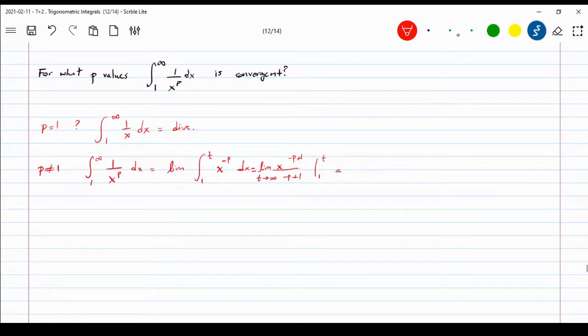Okay, so I'm going to rewrite it, t approaching infinity. So you'd have 1 over 1 minus p in the denominator, and that x to the power negative p minus 1, you can write it as 1 over x to the power 1 minus p, or p minus 1. You can move it to the denominator and make the exponent opposite.